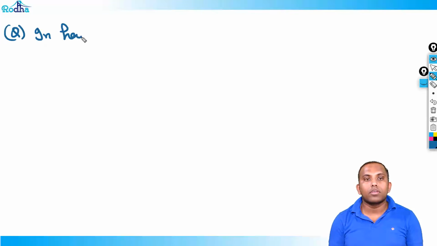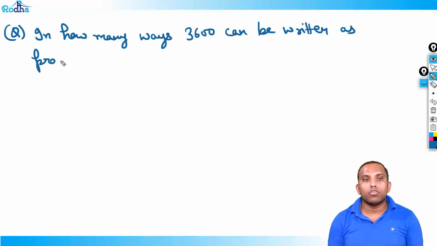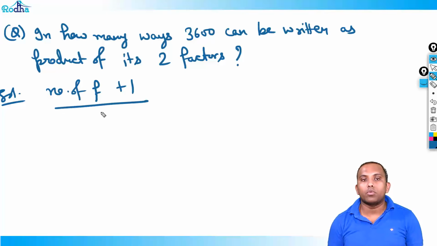In how many ways can 3600 be written as a product of its two factors, right? Product of its two factors. So what is the question? What is the answer here? Simply (number of factors plus 1) by 2, because distinct is not used here, right?